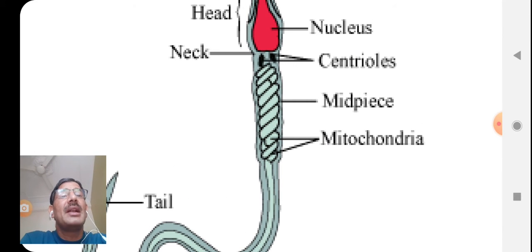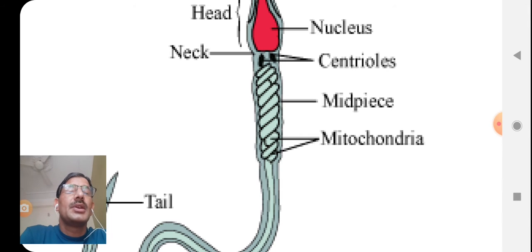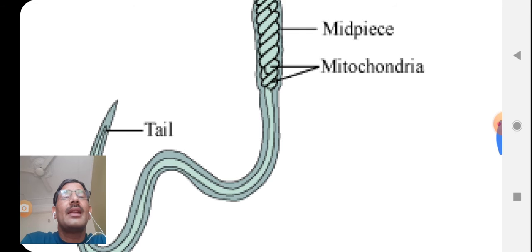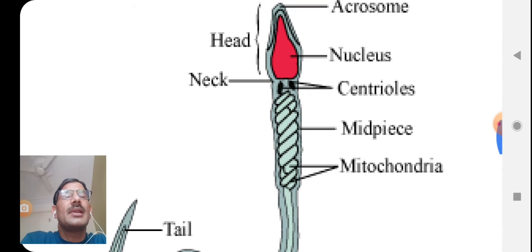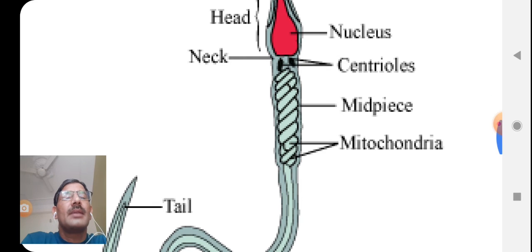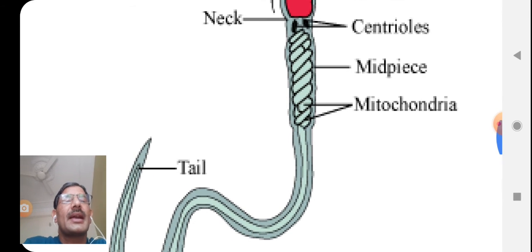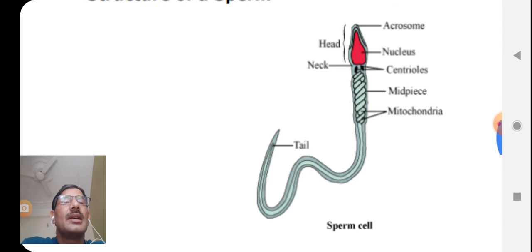Middle piece. The centriole will help in division, or say during fertilization they may contribute. The middle piece has a large number of mitochondria, and they will provide energy during movement, and the tail obviously helps in movement of the sperm in the seminiferous tubules and inside the female reproductive tract. It is the sperm cell, structure of mature sperm.